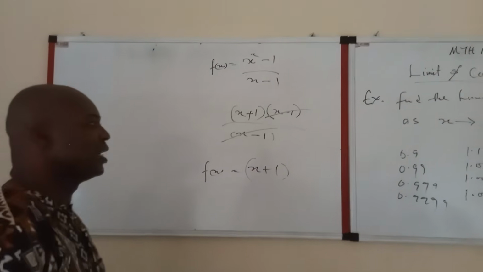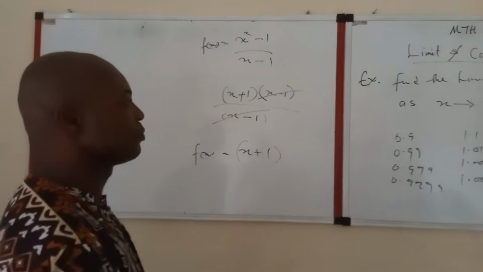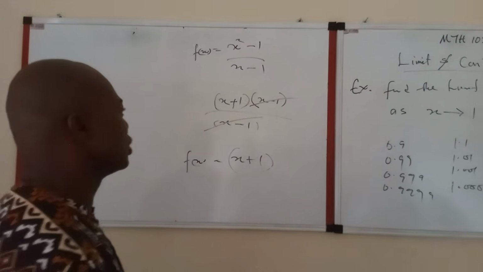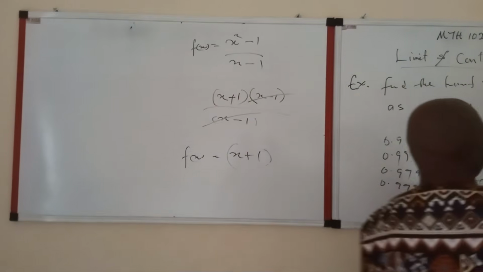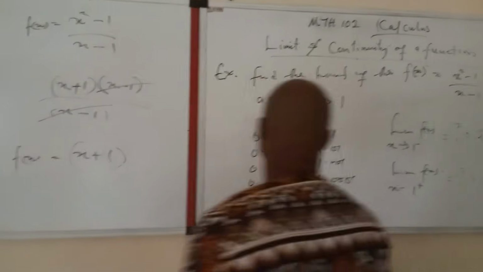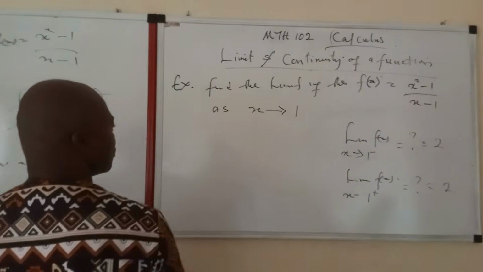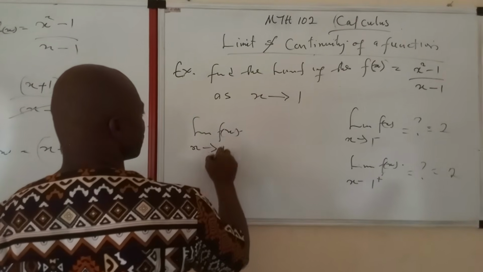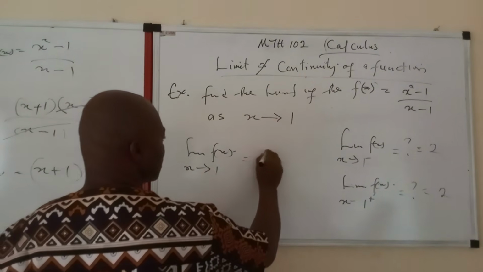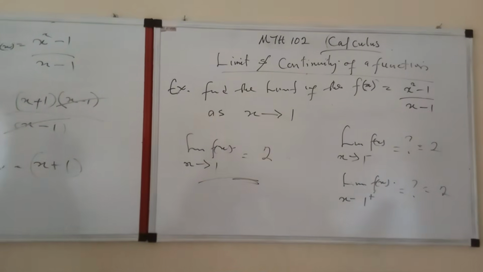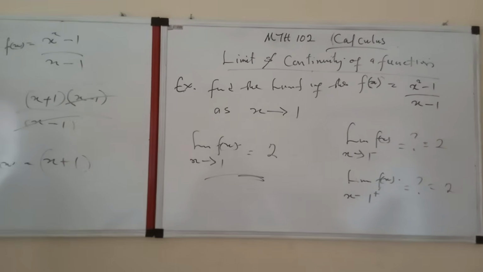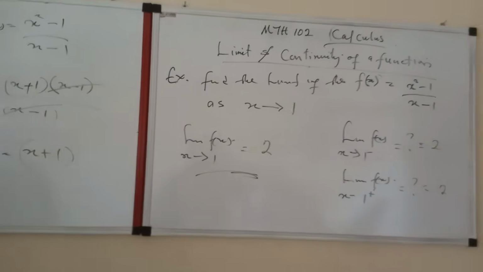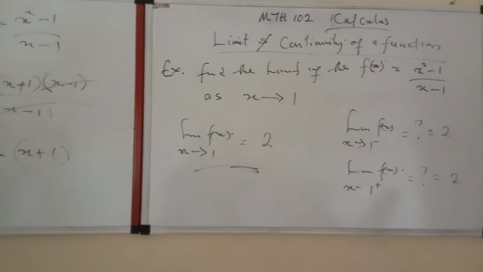So we are saying that the limit of that function as x approaches 1, f of x approaches 2. The limit of the function as x approaches 1, we are saying that f of x approaches 2. So the limit also exists in this case. Now, let's consider another one.